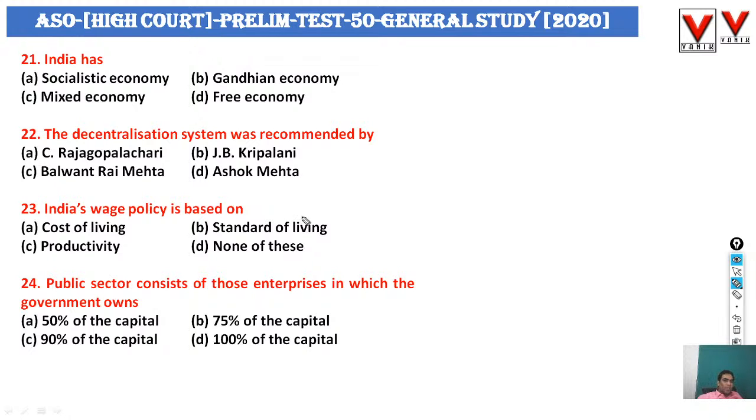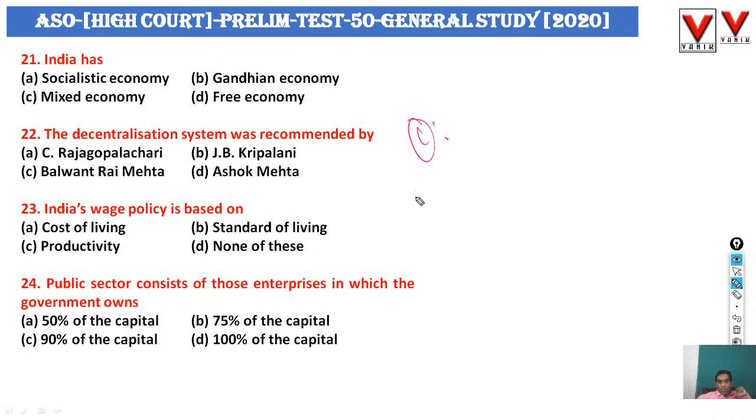Next, we are going to discuss question number 22. The decentralization system was recommended by Balwant Rai Mehta. So the right answer is C. It was recommended by Balwant Rai Mehta and Sukh Mehta both, but first it was recommended by Balwant Rai Mehta. So the answer is C.